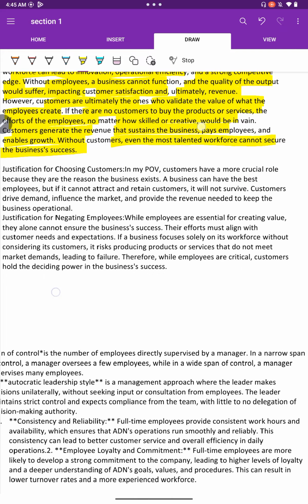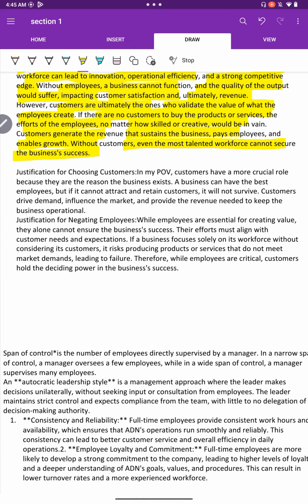So now I'm going to justify one. So for example, if I am choosing customer over employee, this would be my justification. And if I am negating employees, that maybe employees are not so much important for the business. So this is my paragraph for that.